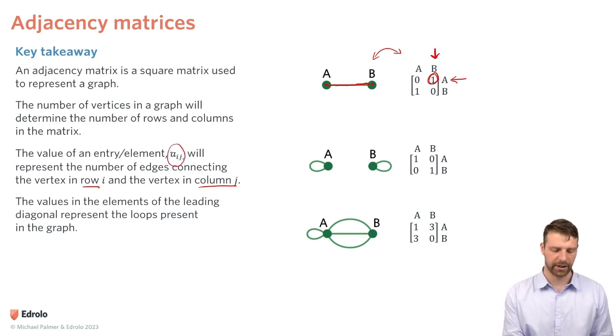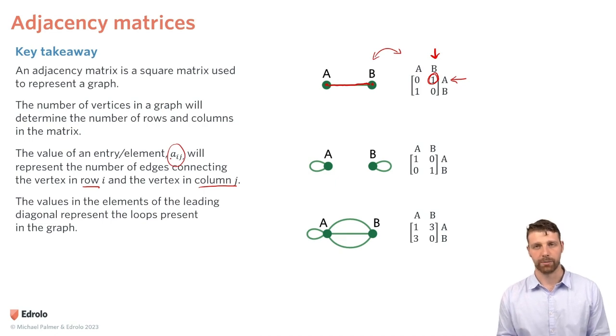This notation a_ij, no doubt you saw earlier in a previous chapter about matrices, or if you've done it in a different order, I think you probably saw it in year 11. So I'm not going to talk too much about that. The values in the elements of the leading diagonal represent the loops present in the graph. This makes sense from our row and column entries because things along the diagonal connect A to itself.